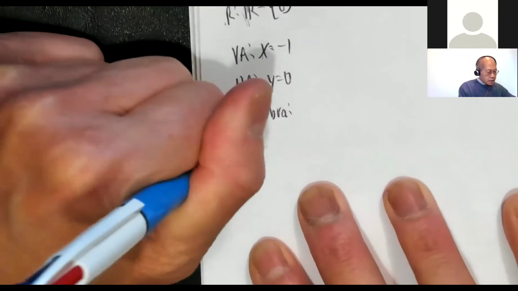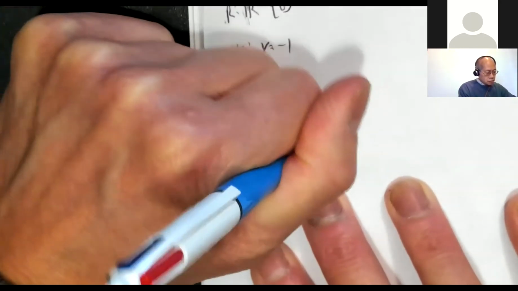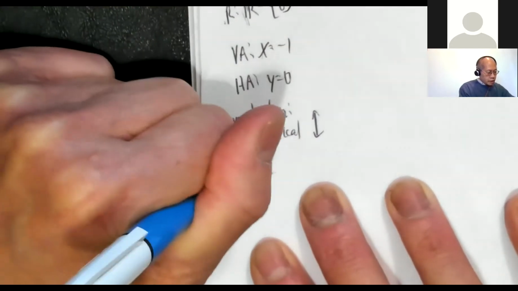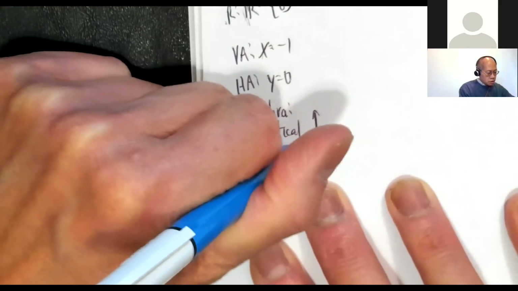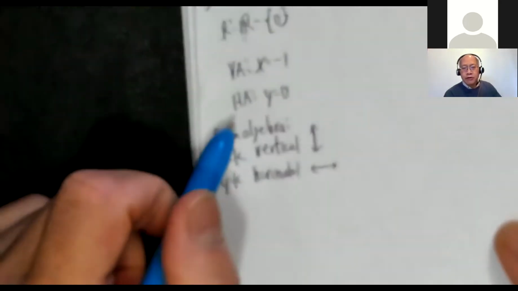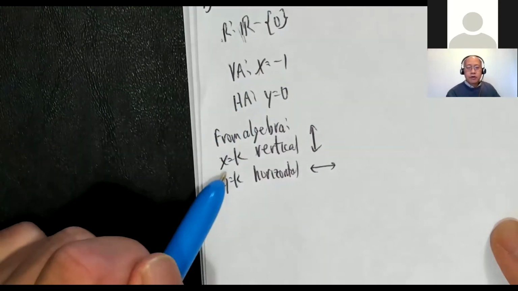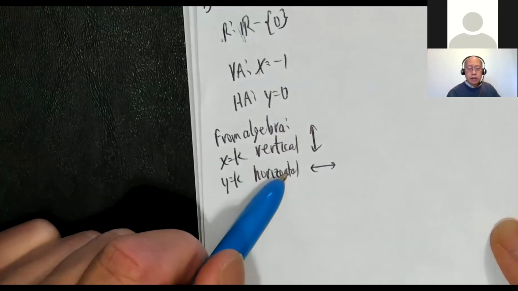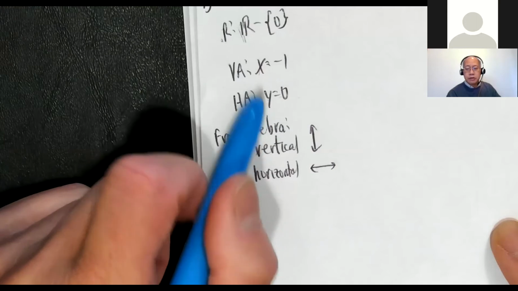Algebra. X equals some constant is a vertical line. Y equals some constant is a horizontal line. So if you're asking for VA, vertical asymptote, it's always x equals blah, blah, blah. And for HA, horizontal asymptote, your answer is always going to be y equals blah, blah, blah. Okay, so you must put those down.